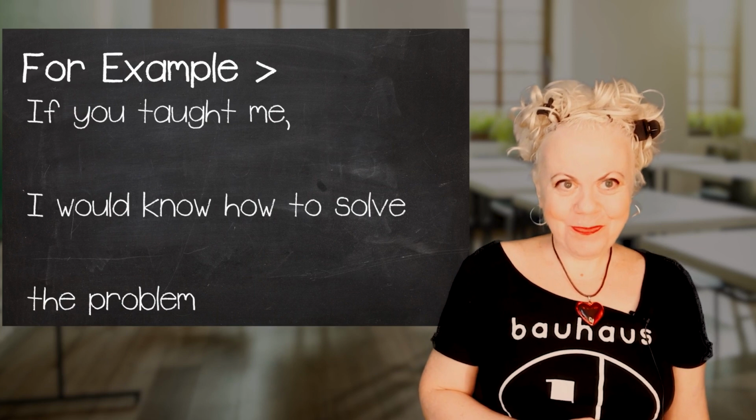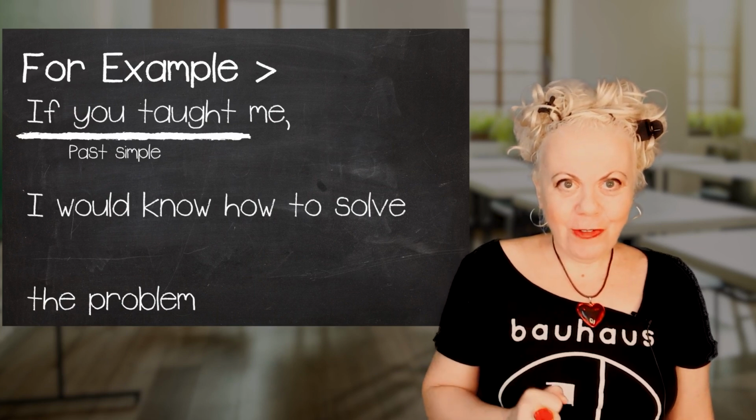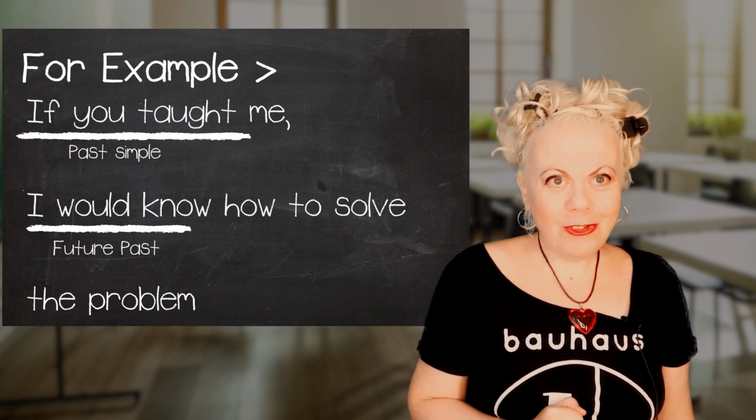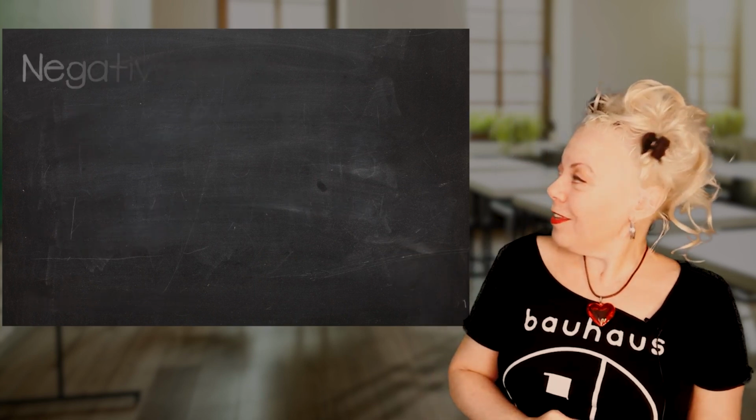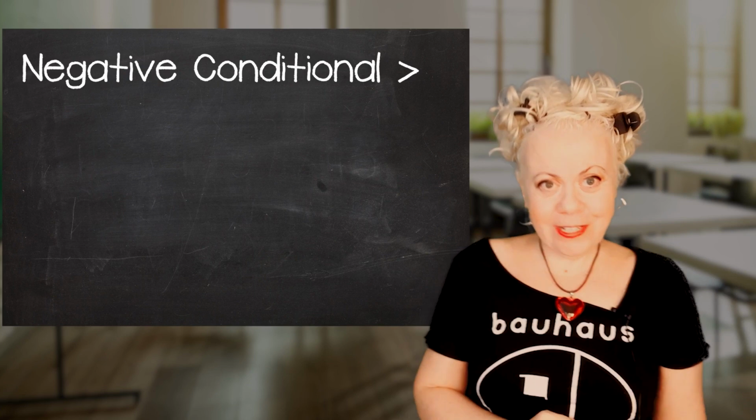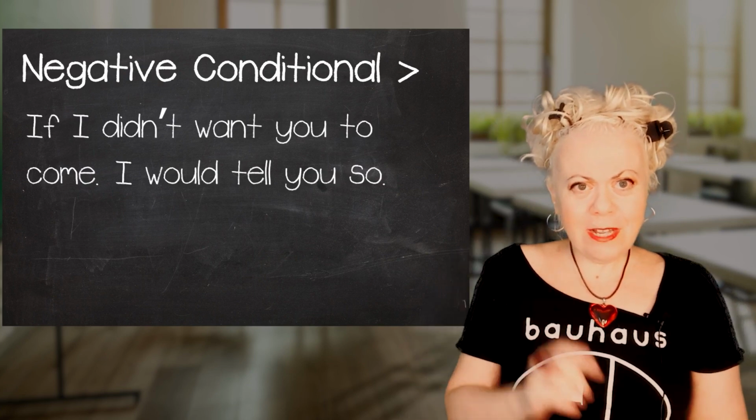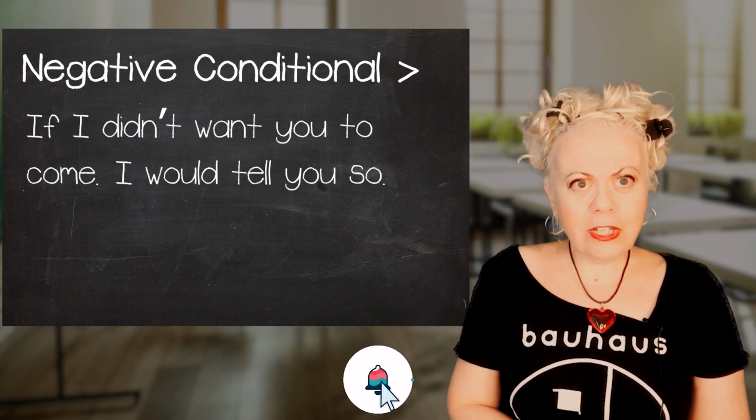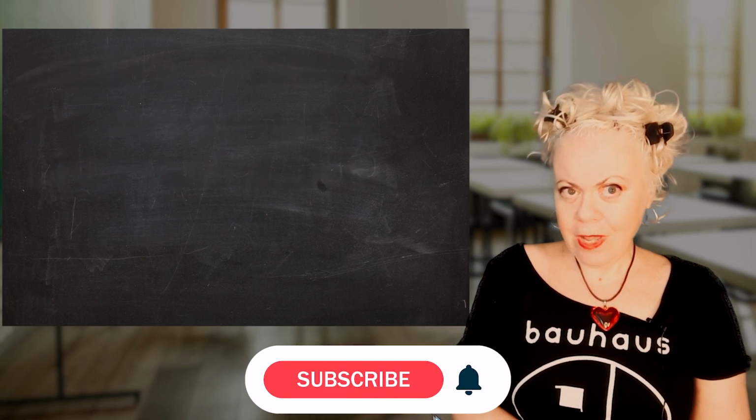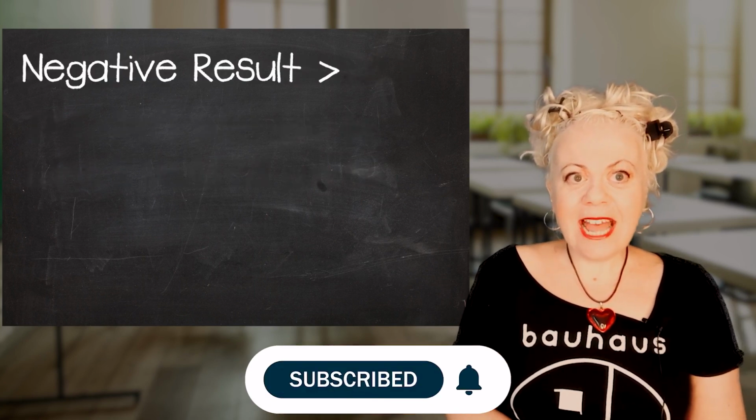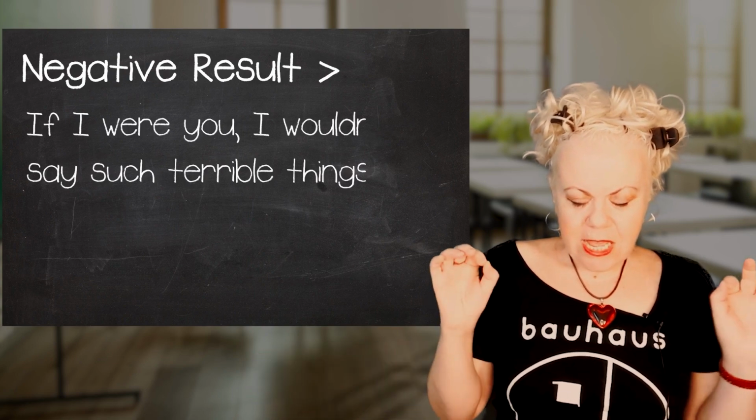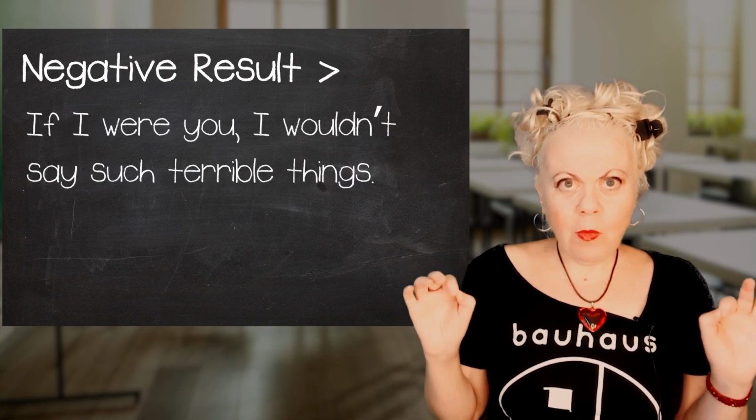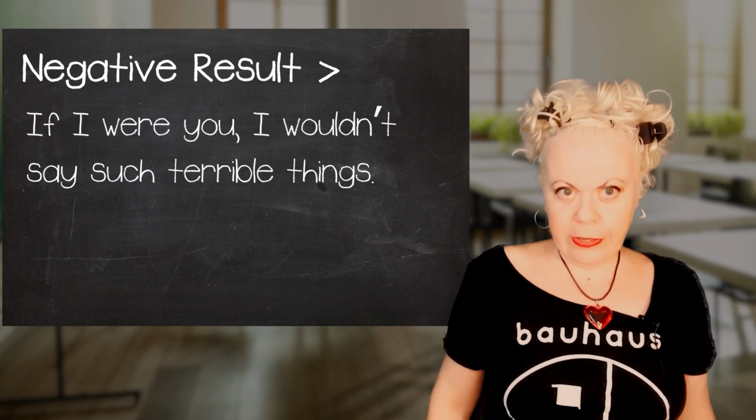Number 2. If you taught me, I would know how to solve the problem. Now here is a negative conditional example. If I didn't want you to come, I would tell you so. Now let's have a look at a negative result. If I were you, I wouldn't say such terrible things.